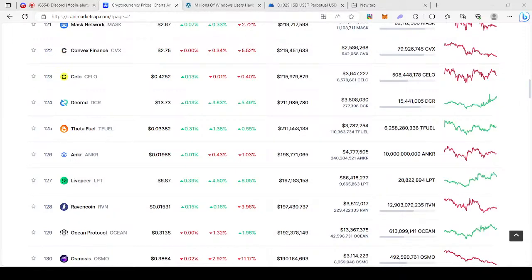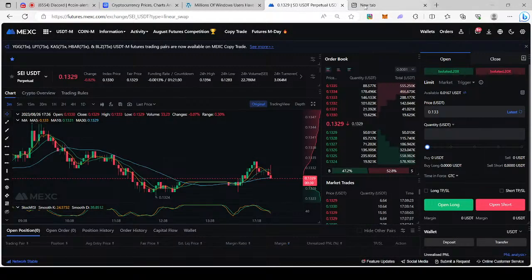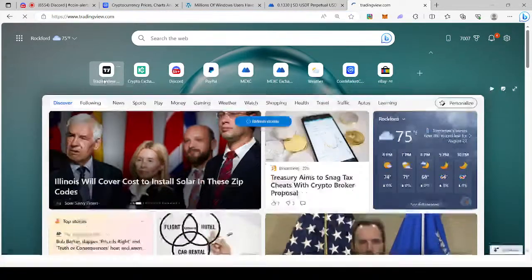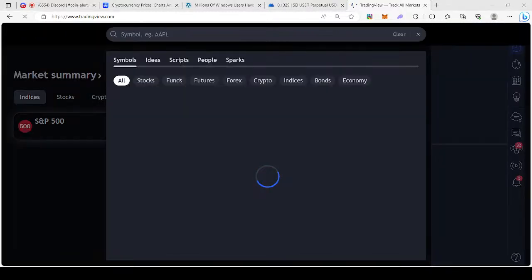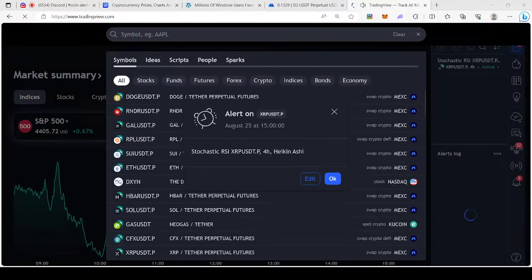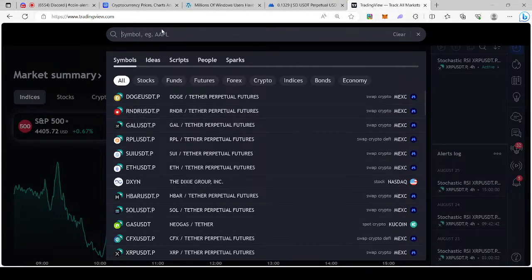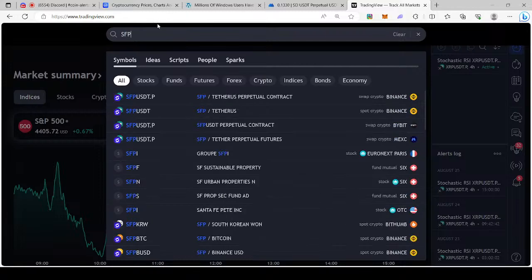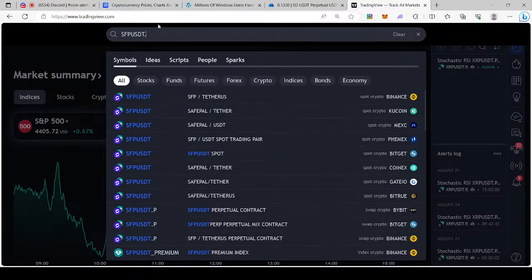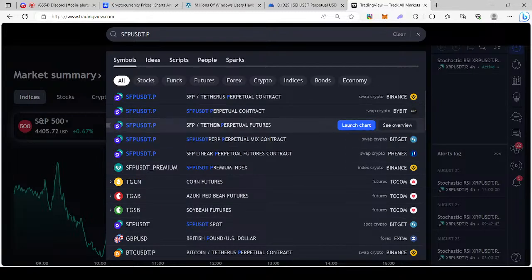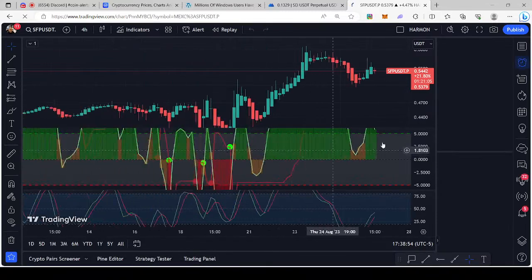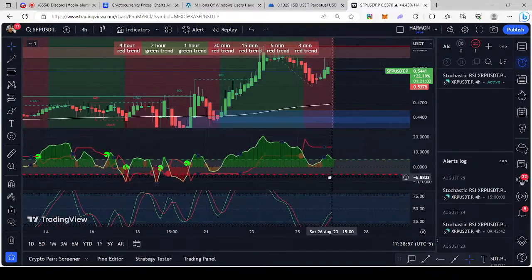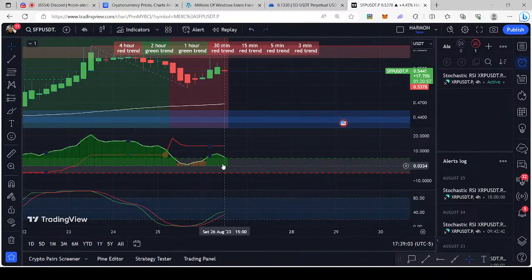So now that you have your coin that you want to look at, go to your TradingView. And we're looking up SFP, SFP USDT.P. And let's see, it's on MEXC. Let's take a look. And now you have a coin that you're looking at, right? So there's a very, very nice coin. This has huge momentum in it. And it looks like it's starting to drop right now.